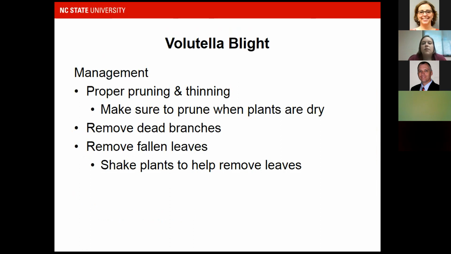Volutella blight management is kind of similar: proper pruning and thinning. Make sure you prune plants when they are dry. Remove all the dead branches and fallen leaves. You can try shaking out the plants to help remove leaves.